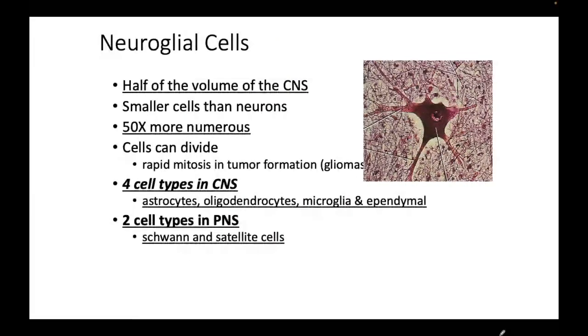Good place to take a break. When I come back, now that we finished the neuron, we'll talk about the neuroglial cells.